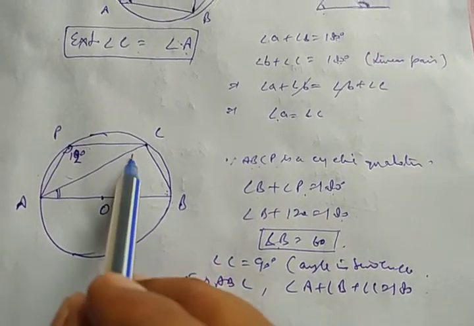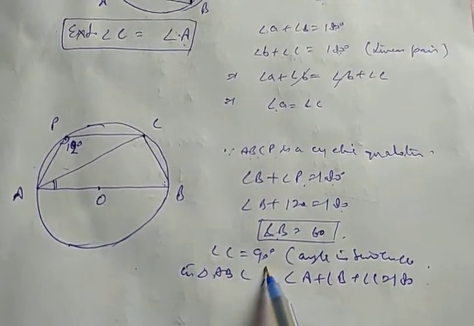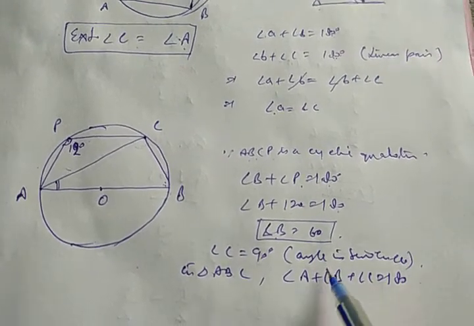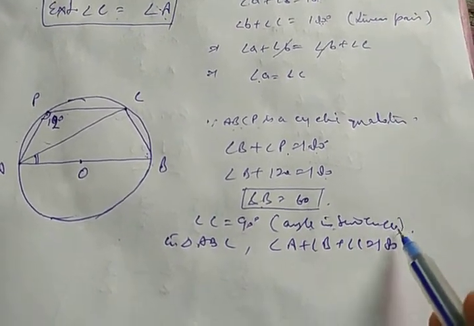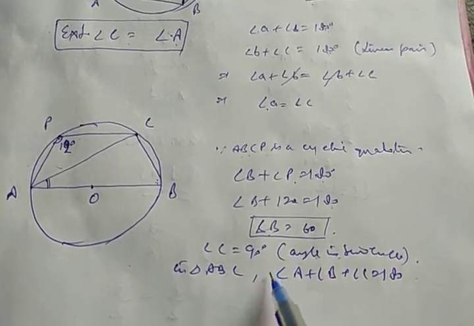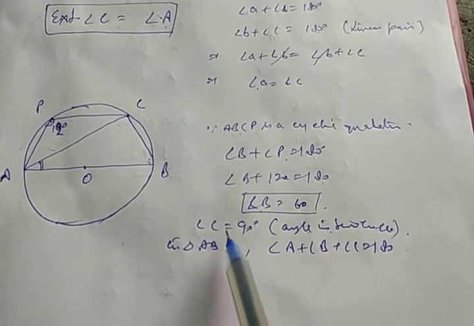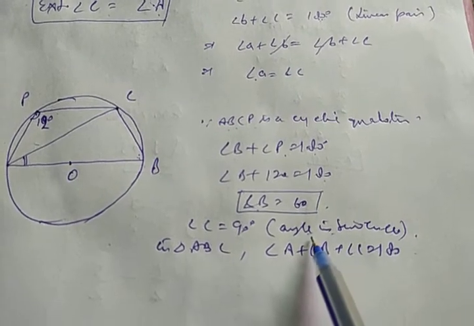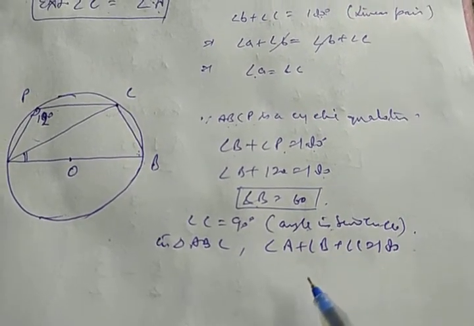Now angle C, this angle is 90 degrees because it is an angle in a semicircle. This is written: angle in semicircle. And in the previous exercise 10B you have learnt that the angle formed in a semicircle is 90 degrees. This is also a theorem there.